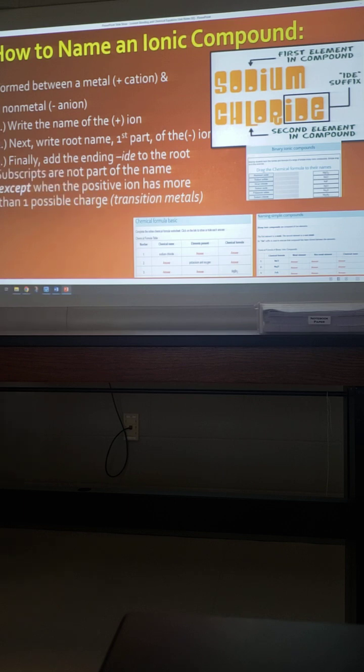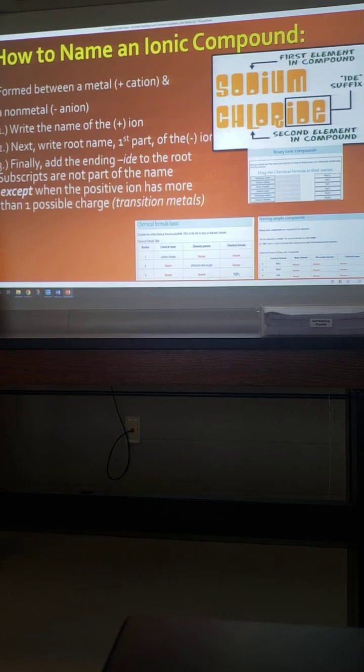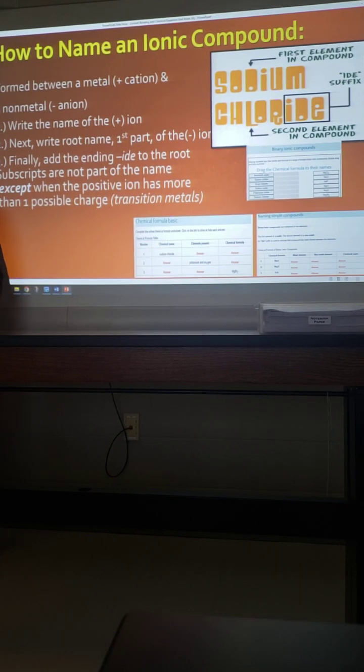We do not need subscripts for ionic compounds unless we have a metal that has multiple versions of itself, like the transition metals sometimes. But we're not really going to look at those. Those are the exception, and we're just going to learn the general rules. You just list the first one, like sodium, and then let's say you were combining that with chlorine. You just say chlor and then add ide, so chloride. So we get sodium chloride.